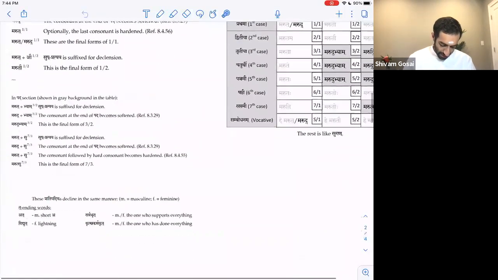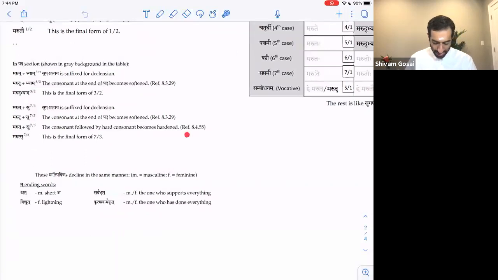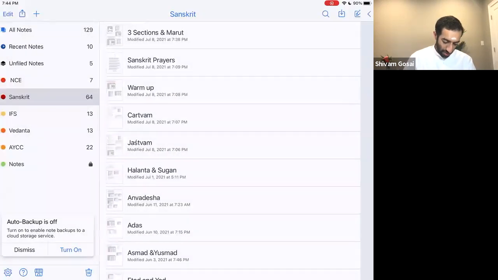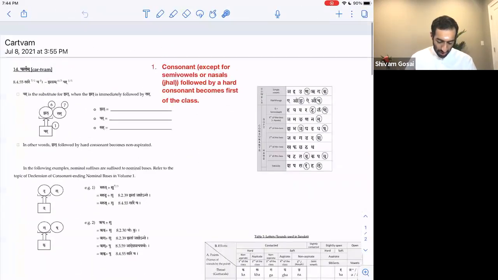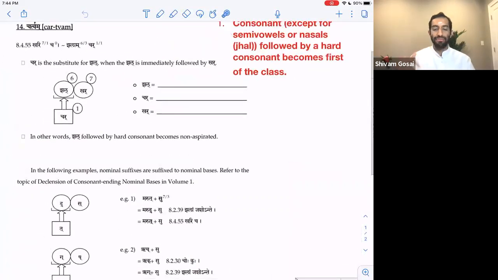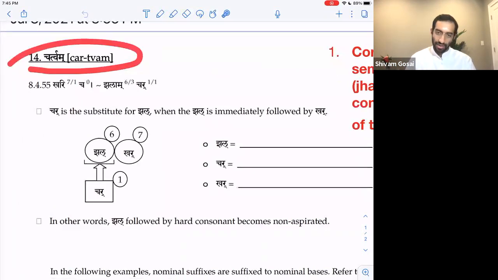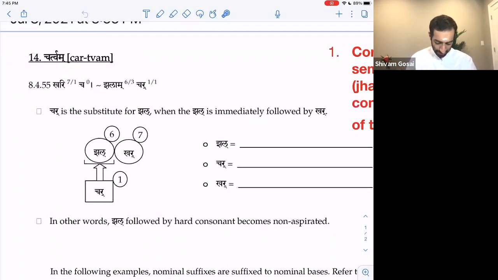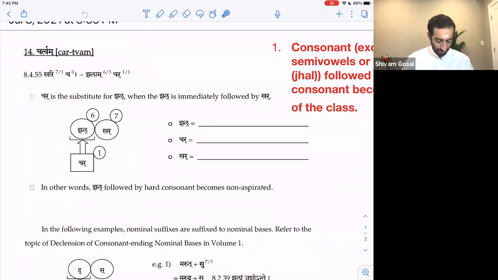And the reason for that is that there's another sandhi that takes place, this 8-4-55. This is what we call cartva sandhi. So you're going to look for it in the index, it's a little bit after jashtvam sandhi. It's farther down in your book. It's called cartva. It looks like this. Cartva is number 14. So you'll find cartva. Now, first we'll look at it as it is and see what the sutra is saying, and then I'll make it a little bit easier and explain what is happening.